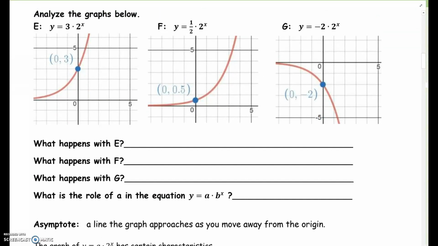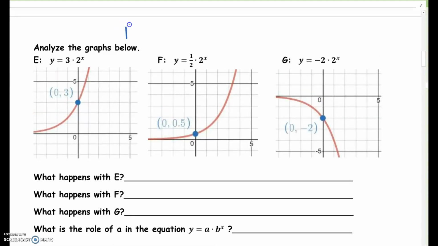In E, we're looking at an exponential growth function. You might want to jot down that the parent function for all of these is y equals 2 to the x. So in E, we're taking the parent function and multiplying by 3. And you'll notice it crosses the y-axis at 3 instead of crossing at 1 like it used to. This graph increases more rapidly.